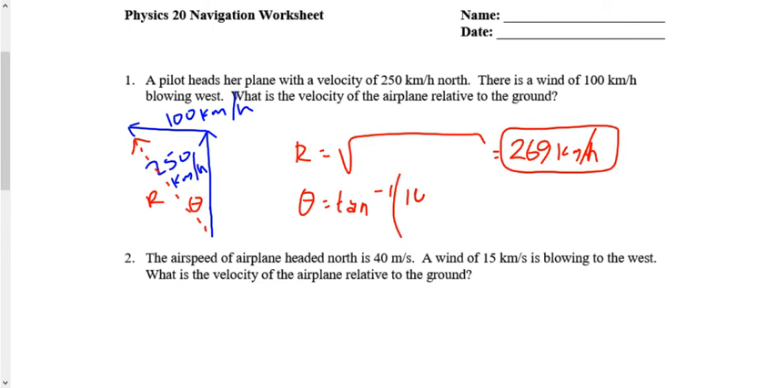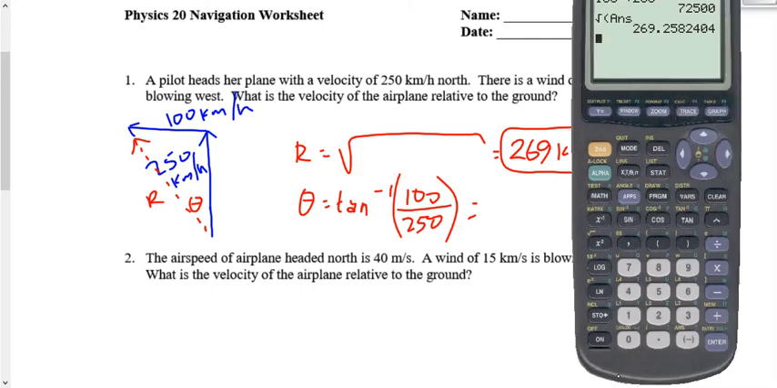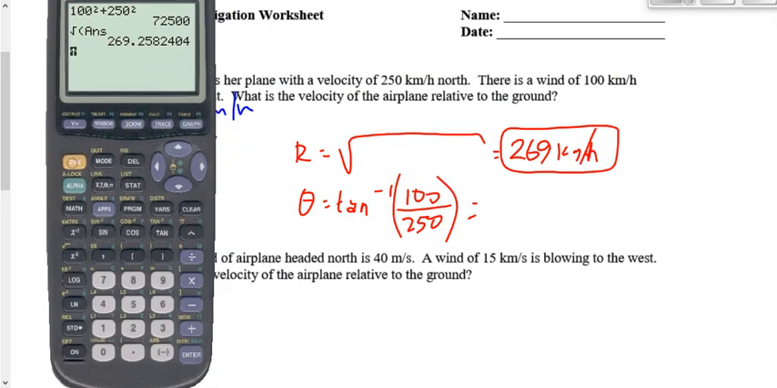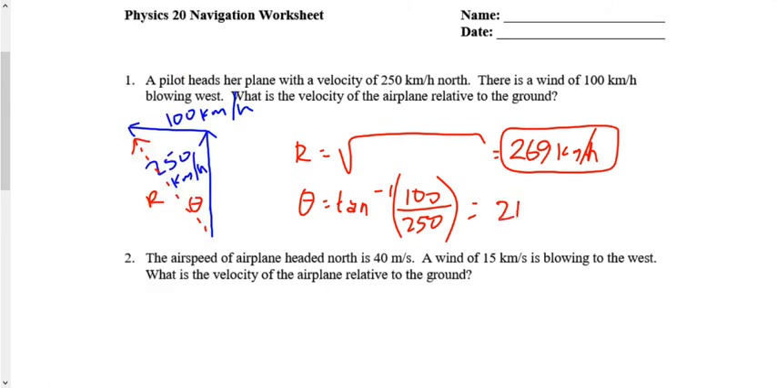We're going to say it's the inverse tan of 100, which is the opposite side, divided by the adjacent side, and that's what we end up getting there. Let's pull out the calculator again. Let's say the inverse tan of 100 divided by 250 gives me 21.8 degrees. How do we express that? 21.8 degrees what of what? Yep. This would be west of north, right?